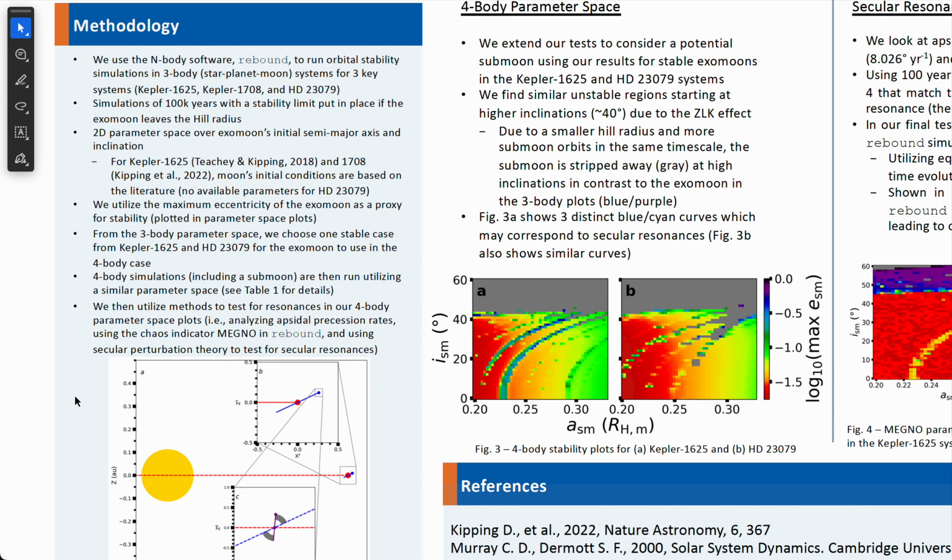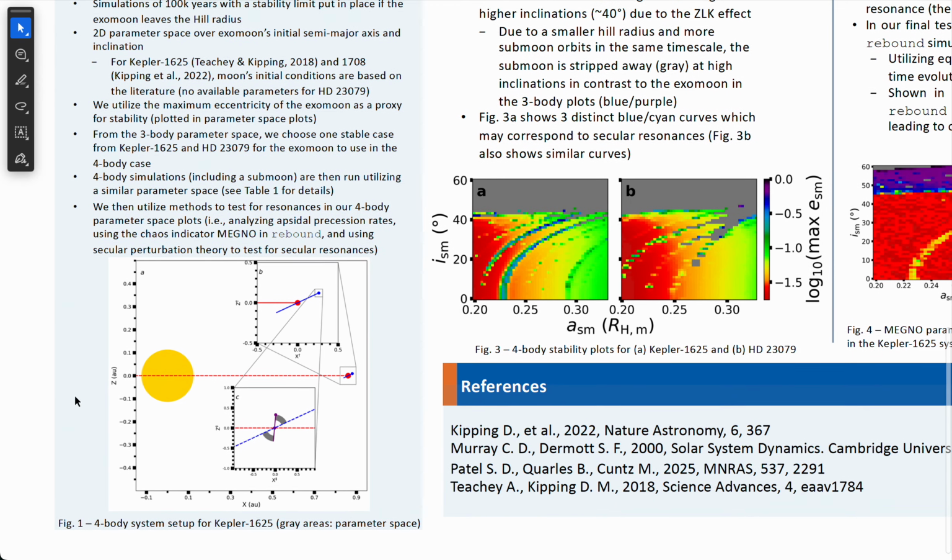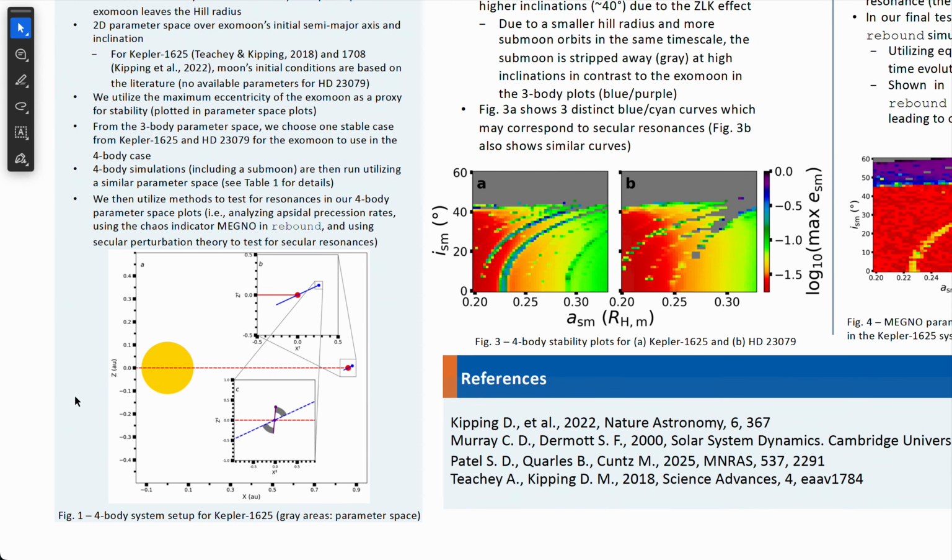Maximum eccentricity of the exomoon is tracked throughout the simulation as a proxy for stability. After analyzing the stability of the 3-body cases, we expand this to the 4-body case for Kepler 1625 and HD 23079 by adding a putative submoon. The parameter space is similarly built, and simulations are run for the same length of 100,000 years. Figure 1 here shows the 4-body case for Kepler 1625, with the gray areas representing the parameter space we explore for the submoon. We find interesting resonance curves that are explored using 3 numerical and analytical methods.